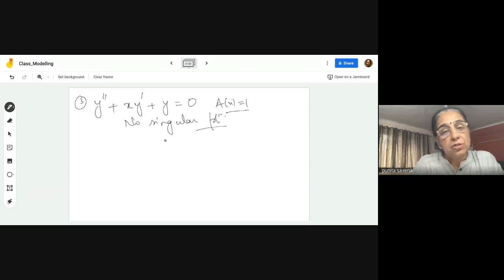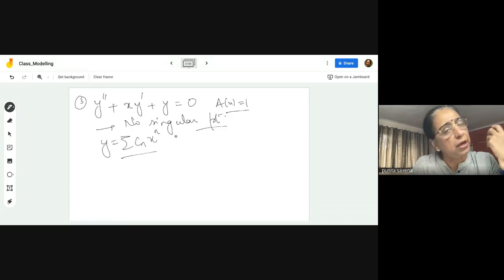Okay, so because it has no singular point, that means your radius of convergence will be what? At least infinity. And when rho is infinity, what happens? The series converges for every x. So that means in this case, you can find a power series of this form, and this series will be convergent for every value of x. There is no limitation on that.